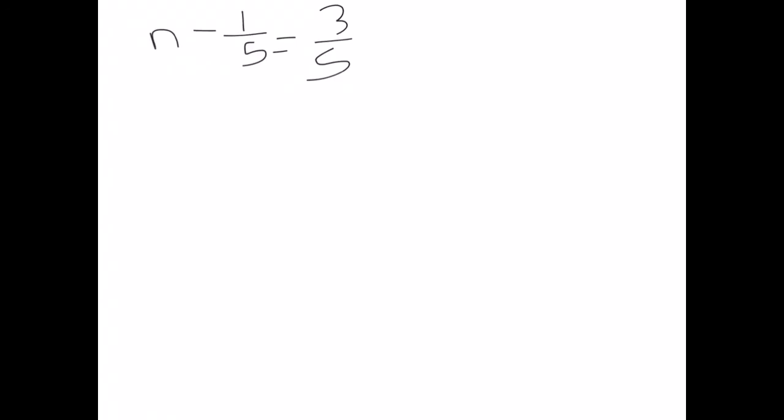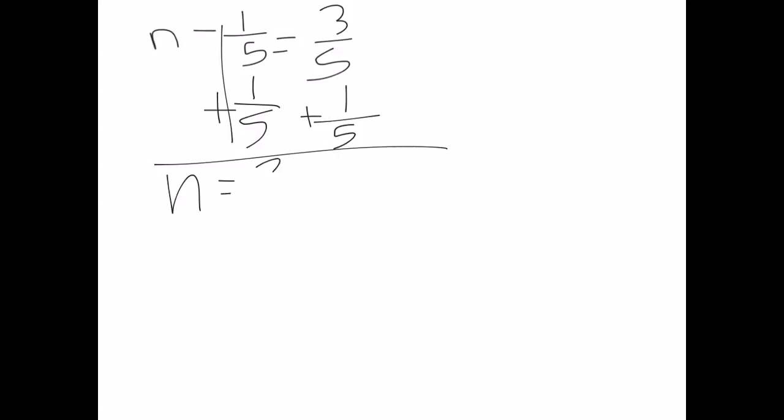To undo subtraction, you have to add. 1/5 plus 1/5 cancels out, and you add 1/5 to 3/5. N equals 3/5 plus 1/5. 3 plus 1 over 5 equals 4/5.